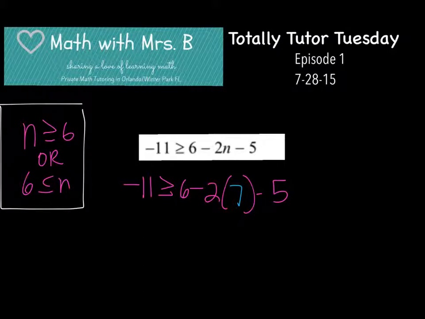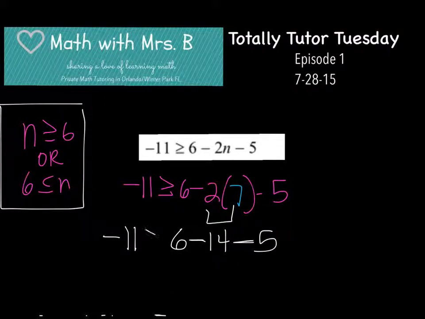All right, so here we go. I rewrote the problem, but instead of n, I put in 7. I want to make sure I follow the order of operations and multiply 2 times 7 first. That gives me 14. Drop down the 6, the subtraction, and the 5. Here we go. So negative 11 is greater than or equal to 6 minus 14 minus 5.